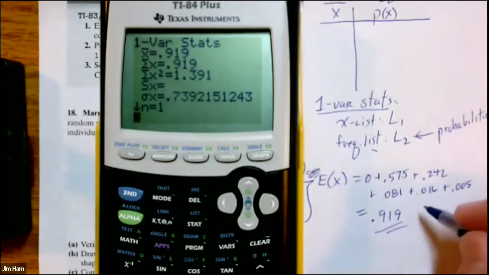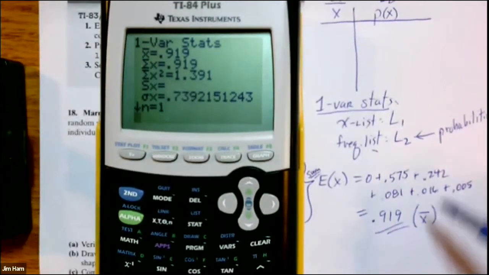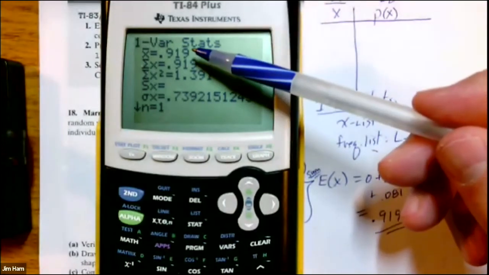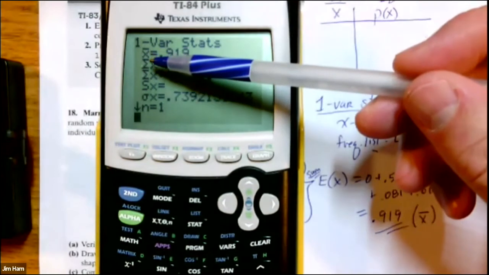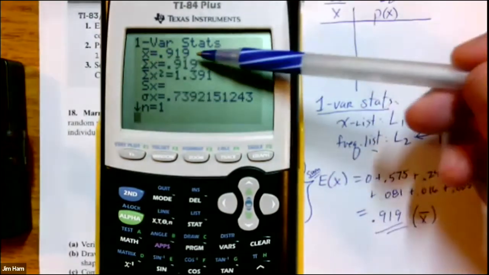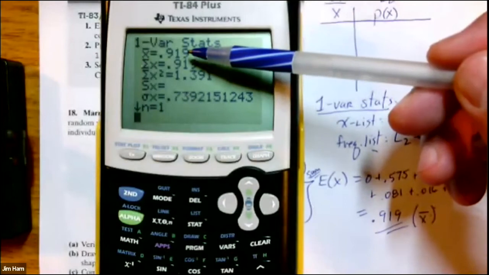And the first number that you're going to see, the X bar, that is the expected value. Now it's not going to write E of X there, because it always writes X bar. But you need to know that X bar is the mean, which is the expected value. So that's going to be the main calculation. We can do it by hand, we can do it by calculator.